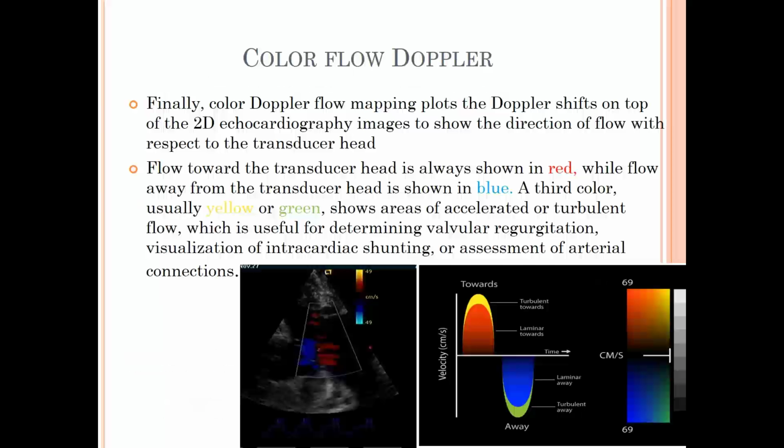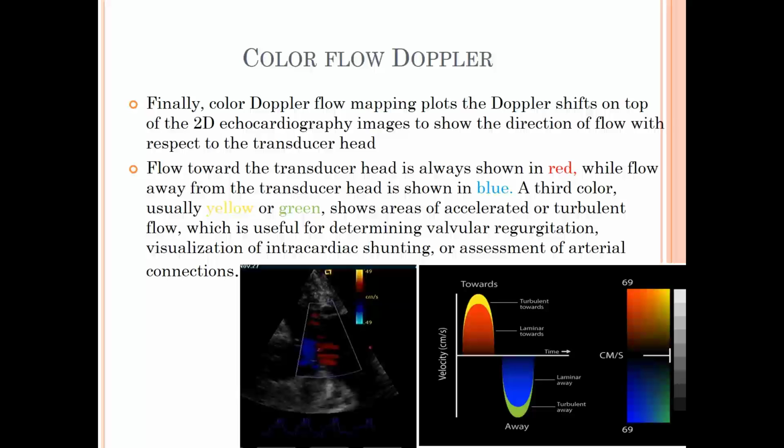And finally, it's not only the pulsed and the continuous wave Doppler, it's also the color flow Doppler. And I have to remind you that the color flow Doppler made a great breakthrough in echocardiography. It started in the 1980s, and it was really the most important breakthrough in our diagnosis, which made everything later on much easier. The color flow Doppler mapping plots the Doppler shifts on top of the 2D image to show the direction of flow with respect to the transducer head.